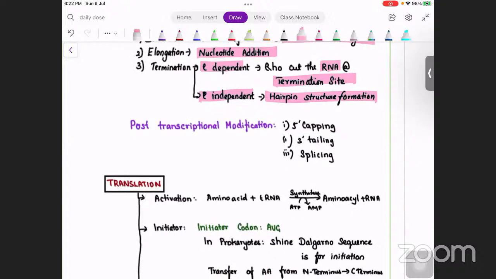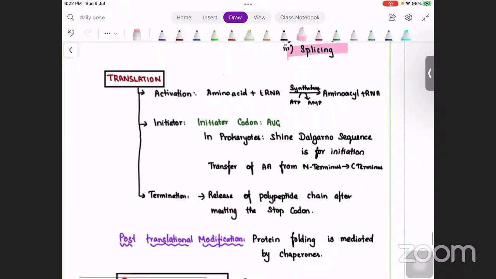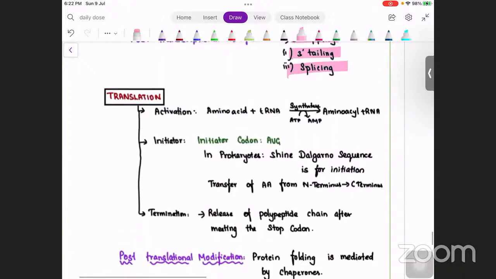What are the post-transcriptional modifications? 5' capping, 3' tailing, and splicing.